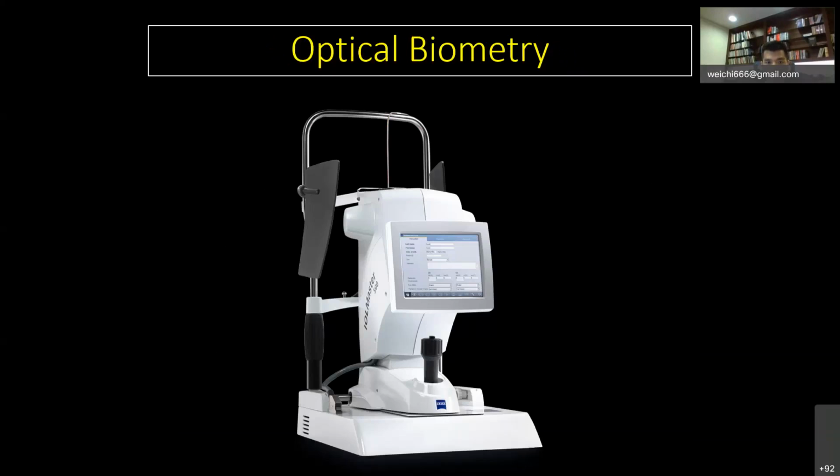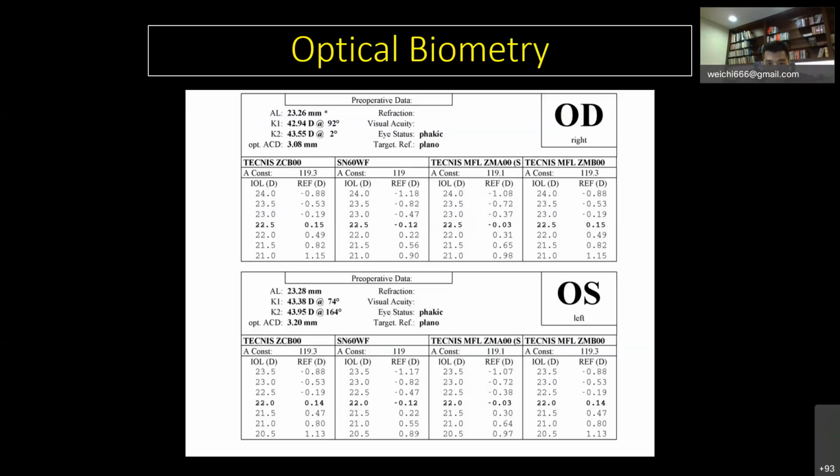This is an optometry machine. With this machine, you could get information such as, for example, in here, you could see the patient's axial length. The K1, K2 is the corneal curvature. This is the corneal curvature at 92 degrees and the corneal curvature at 2 degrees. Then this is also the anterior chamber depth. You could get these biometric data.